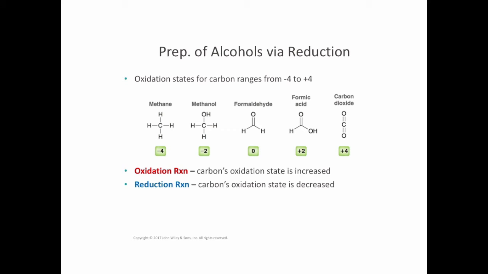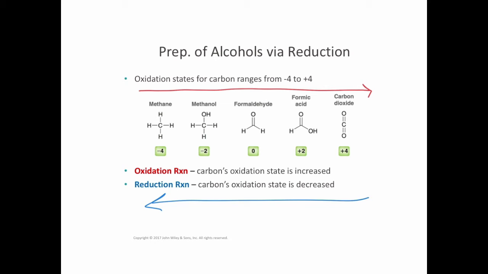So a carbon's oxidation state can range from minus 4 to plus 4. If it's oxidizing, then it's going to a higher oxidation state, so from left to right. If it's getting reduced, then it's going to a lower oxidation state.